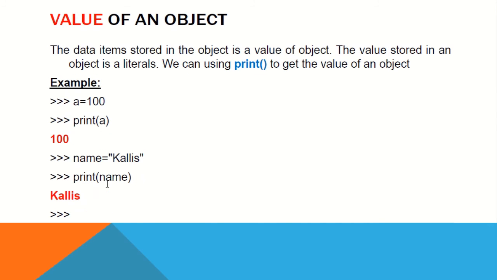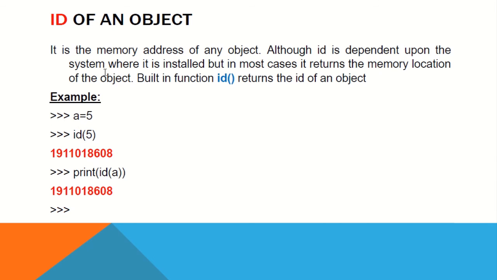Next is the value of an object. The data item stored in an object is the value of the object. The value stored in an object is a literal. We can use print to get the value of an object. So a equal to 100. When you print a, whatever value is stored in the variable is displayed. Name equal to Kalis. When you print name, it will display whatever value is stored in the name variable.